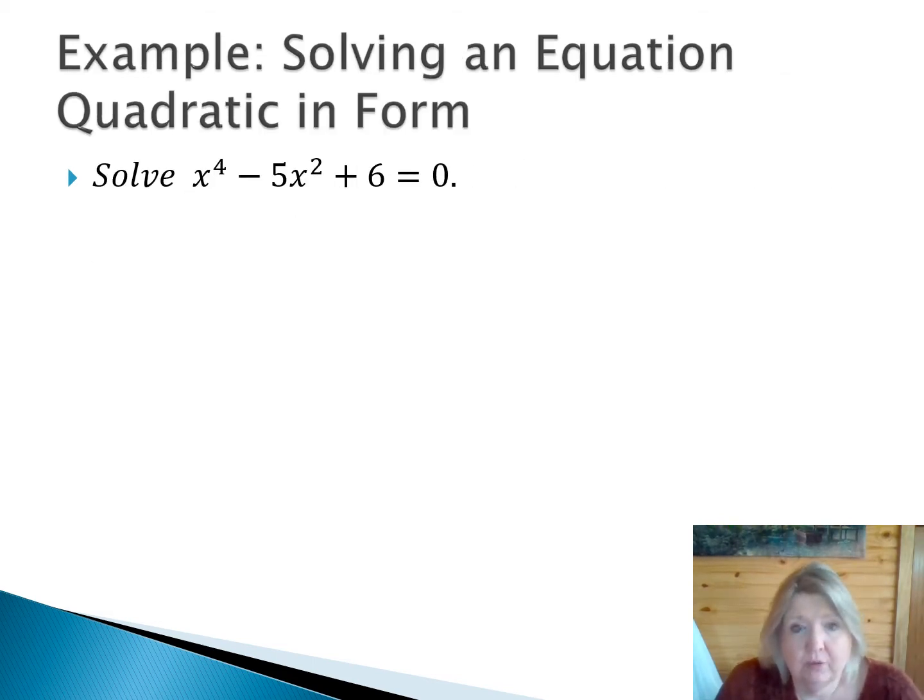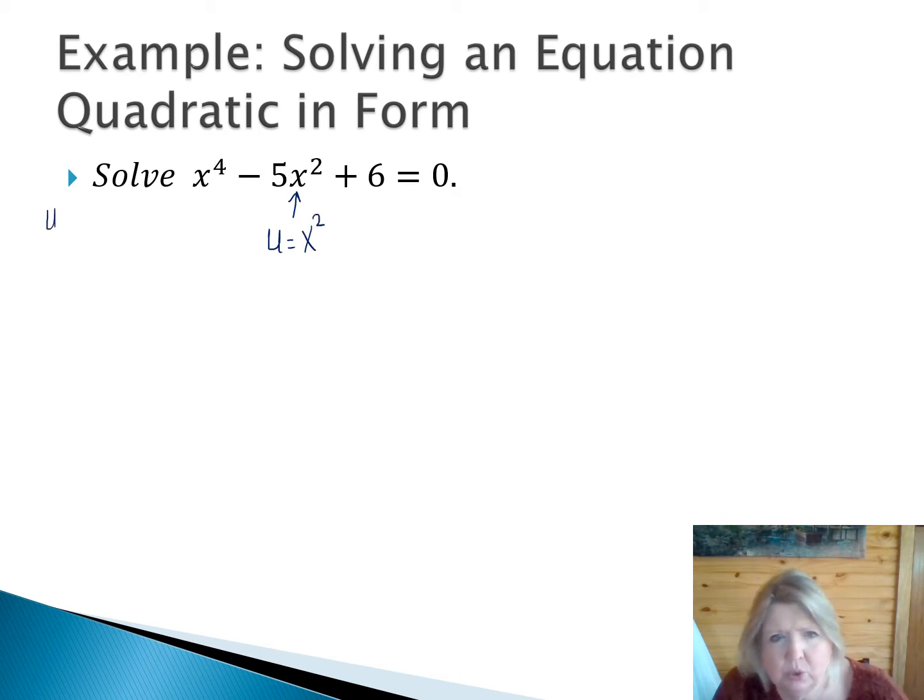Okay, so for example, let's take a look at x to the fourth minus 5x squared plus 6 equals 0. This is not a quadratic because it's degree 4. Quadratics are degree 2. But it looks like one. So I'm going to look at what should be my linear term, x squared, and I'm going to say, what if I let that be u?